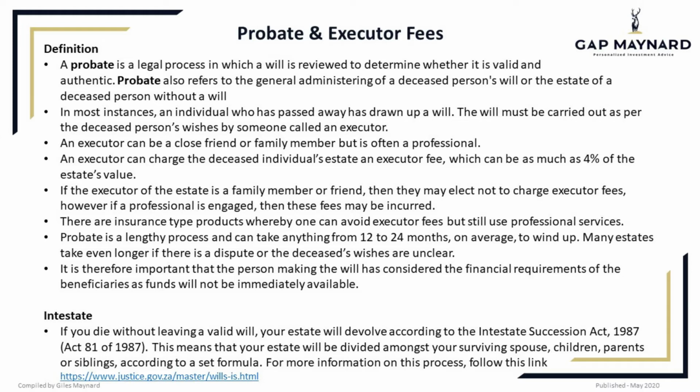In most instances, an individual who has passed away has a drawn-up will. The will must be carried out as per the deceased person's wishes by someone called an executor. So the executor is the person executing the wishes of the deceased person. An executor can be anyone. It can be a close family friend, it can be a family member, but is 9 times out of 10 a professional. Sometimes people draw up wills with banks or with lawyers or with specialists. Capital Legacy is an example of a company that specializes in wills. So those are the types of individuals who would be deemed executors.